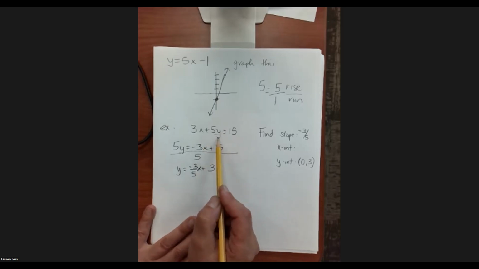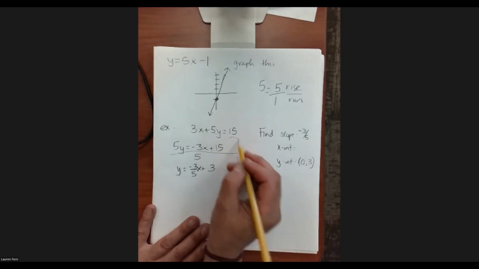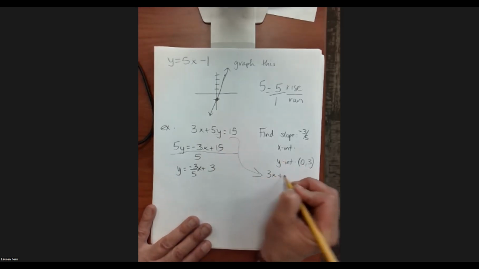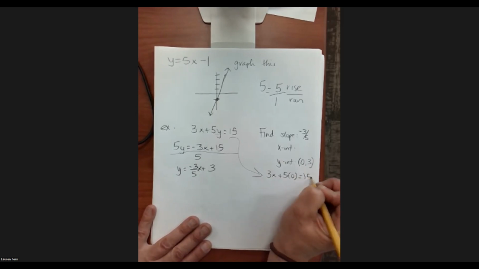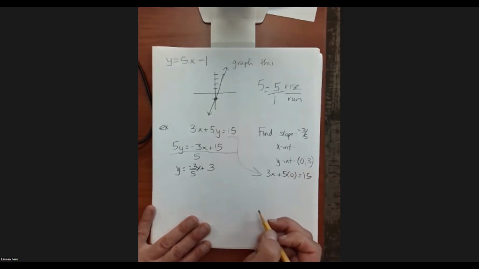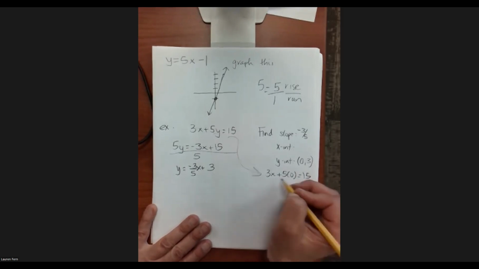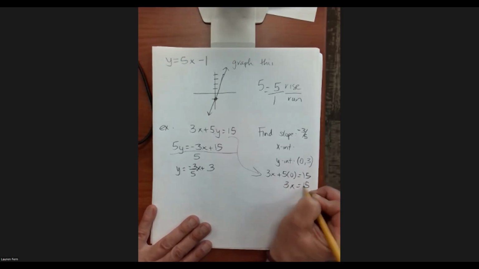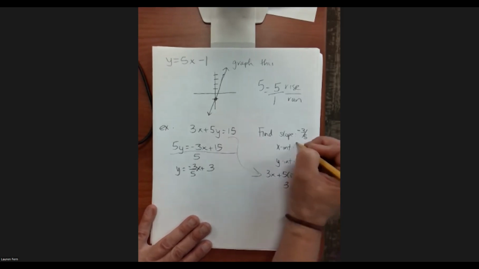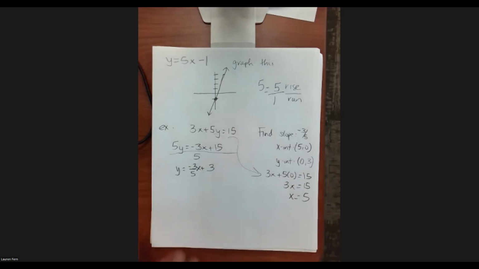I'll plug it in up here just for the fun of it. So to find my x-intercept, I have 3x plus 5 times 0 is 15. Can I solve this? Yeah, what do I get on my left side? 3x equals 15. So what does x equal to? You with me there?